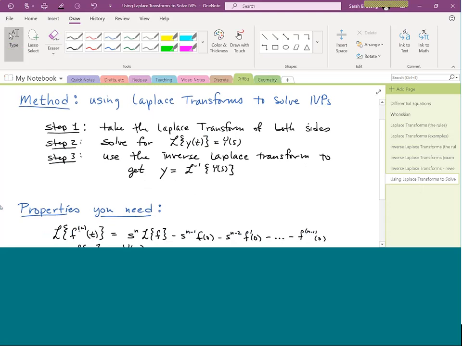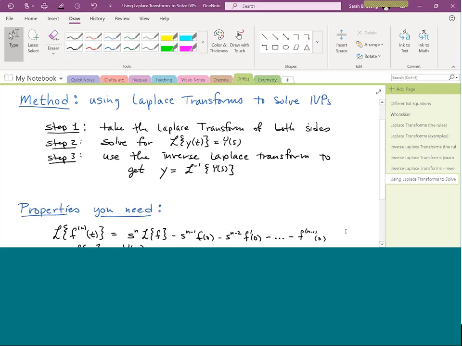Then it claims if you have the nth derivative of your function, you're going to have s to the n times the Laplace transform of the regular old function with no derivatives, minus s raised to the n minus 1 times the initial condition where you plug 0 into the original function. Then decrease the exponent on your s by 1, increase the derivative here when you plugged in 0, and you keep going till you get to the first term with no s's out front. Now, that's the general rule.